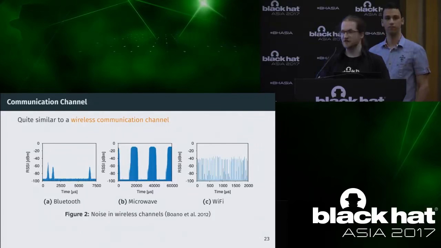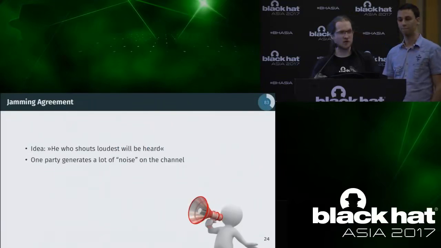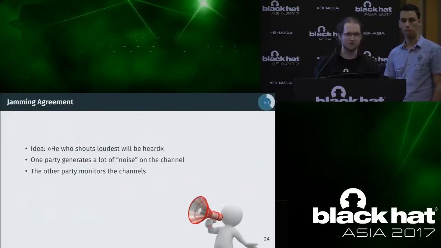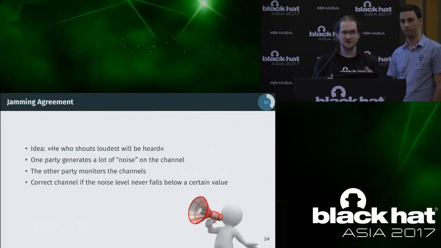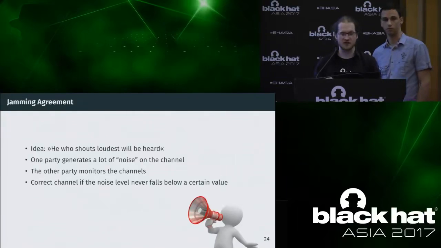So now there is an idea so that we can actually find each other from one virtual machine to another. And the idea is, he who shouts the loudest will be heard. Basically, one party just generates a lot of noise on the channel, and the other party then listens and monitors the communication channel. If we're listening on the correct channel, then we see that the noise level is always the same, because the other person is generating much noise. So if the noise level never falls below a certain value, we know that our communication partner is there generating this noise.